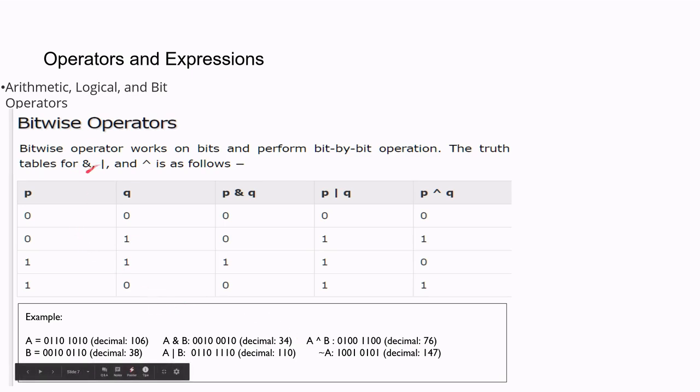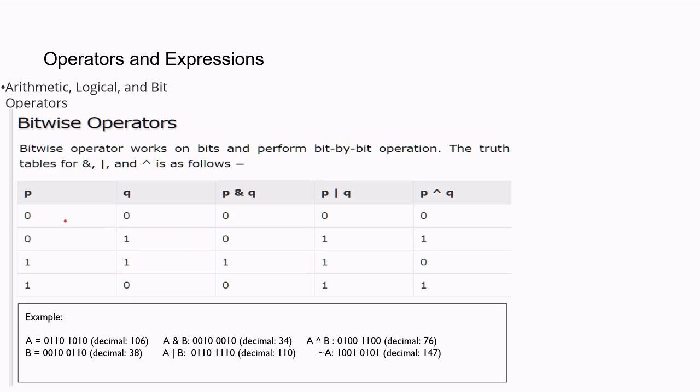The ampersand and the pipe do the same thing as they do in the logical operators. They are bitwise and and bitwise or. And the caret is exclusive or, which is not something we have an operator for in the logical ones. So, there is a truth table here, which can help you figure out what an individual bit will do, or what 2 individual bits will do when subject to this operator.